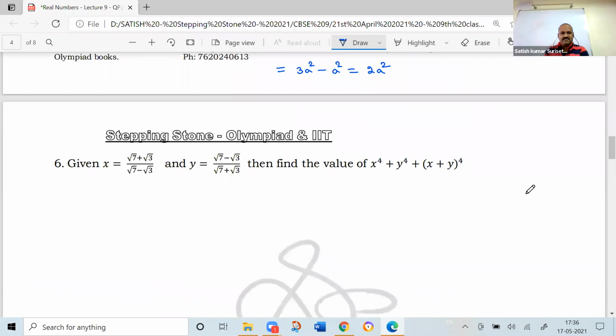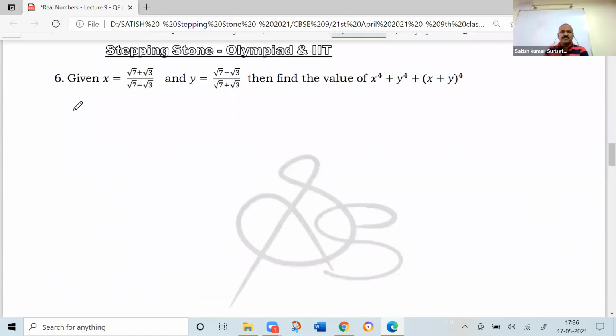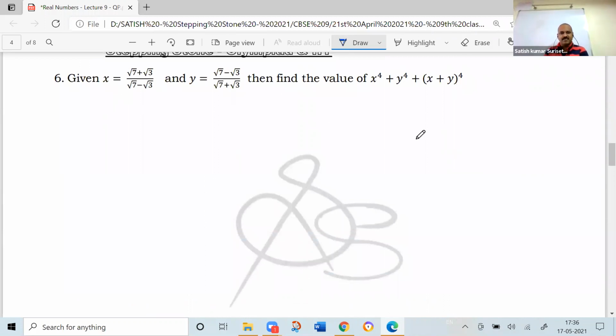Yes. This is another typical problem. So you cannot substitute directly here x and y and simplify, it will be very difficult. So first you need to calculate x plus y and xy. After that you try to calculate this. So try to calculate, all of you, x plus y and xy product and then tell me what you will get.